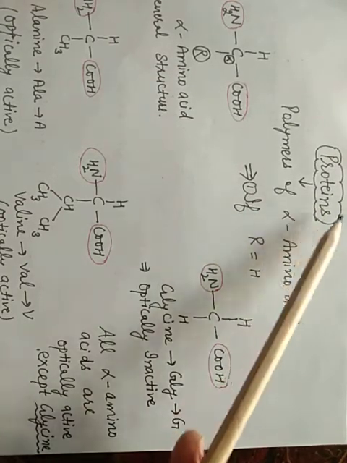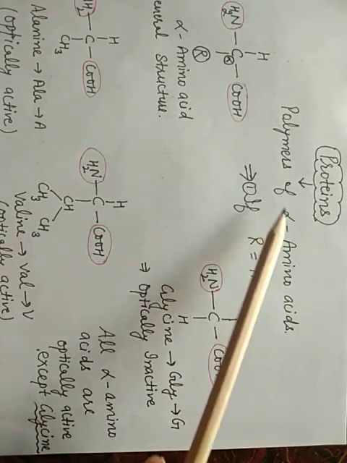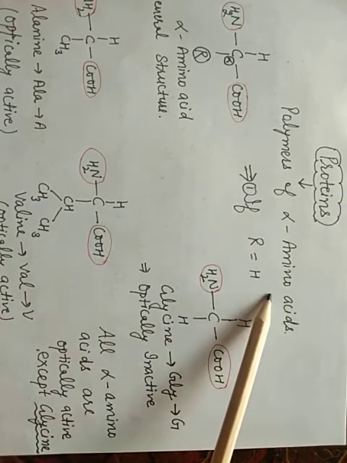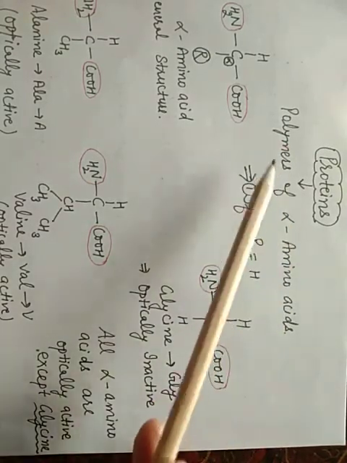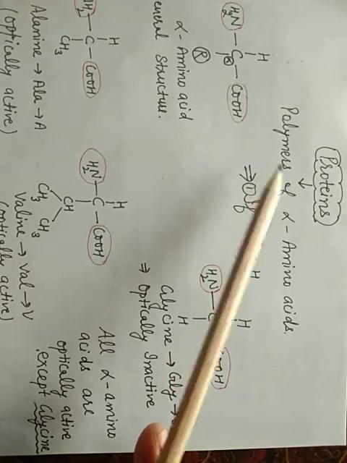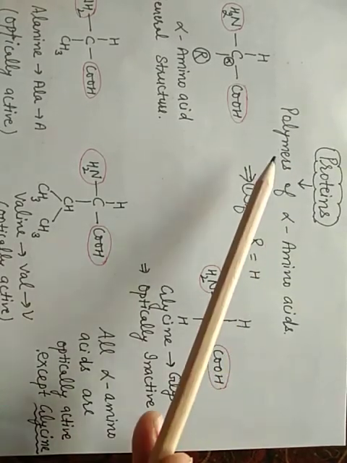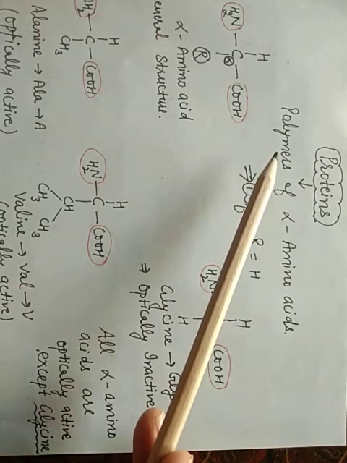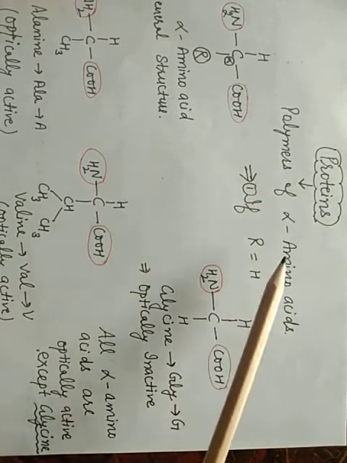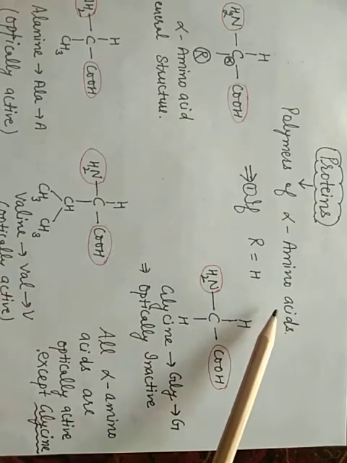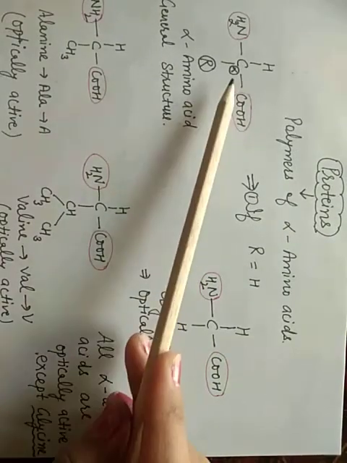So all the proteins are the polymers of alpha amino acids. Polymer means the small units which are repeated again and again to form a long chain, that is called a polymer. Alpha amino acid. This is the structure of amino acid.